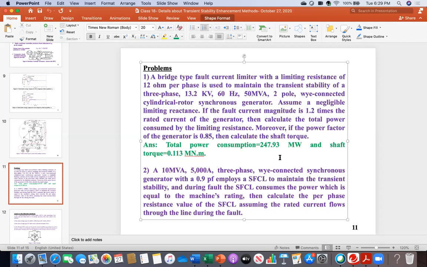Has anybody got it so far? Yes, Dr., I got the power value the same. Okay. And the next question is, if the power factor is 0.85, then calculate the shaft torque. Yeah, I'm working on that. Okay.